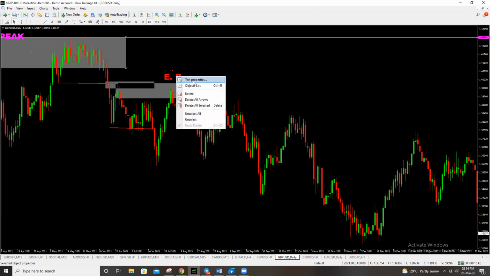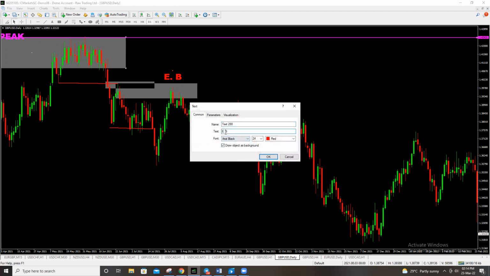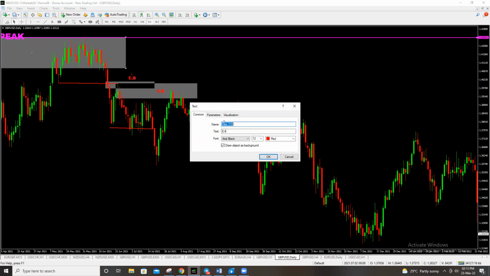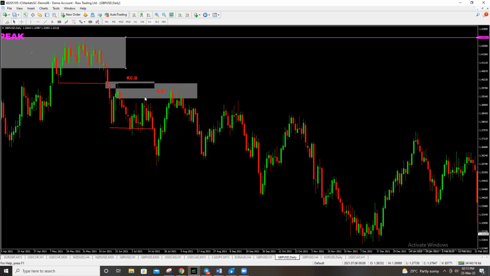Let's change the size. Okay, so here we have the engulf block coming from this part. That is an engulf block. And this here is the kissing block, kissing candle block. Then we have break of market structure again, which is a characteristic of a good block.